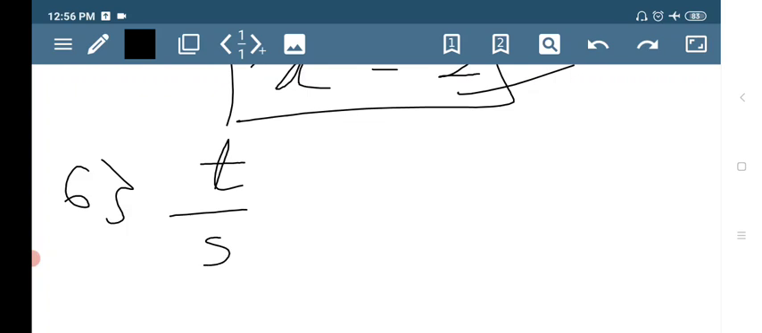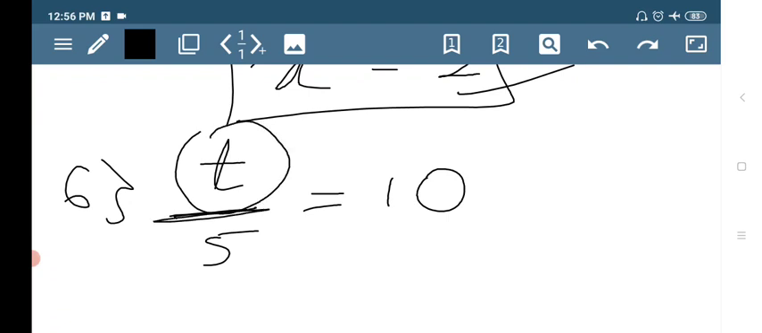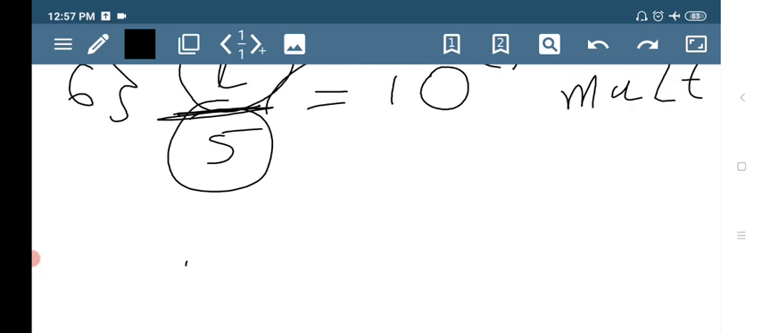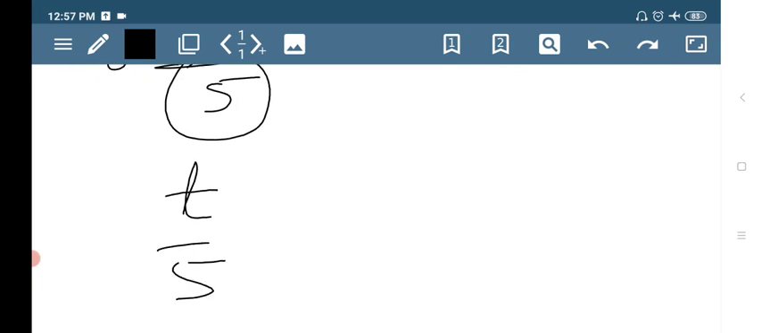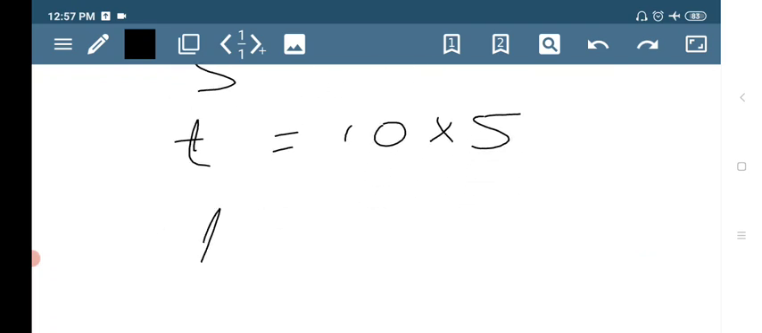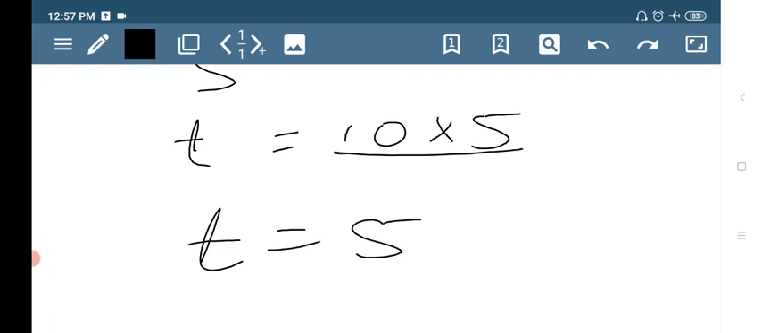Okay. Now the sixth question. t divided by 5 is equal to 10. So we need the value of t, but it has the divided by 5. What can we do? If it is a divide and you send this to RHS, it becomes multiplication, right? So t divided by 5 is equal to 10. If it goes to RHS, t is equal to 10 into 5. So t is equal to 50.